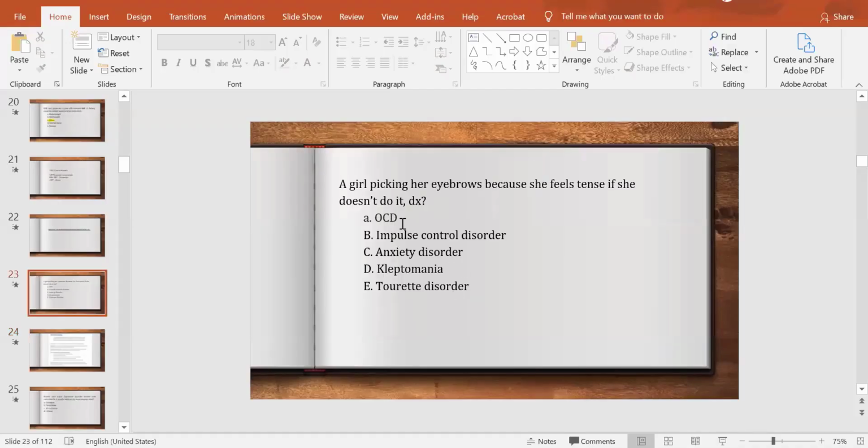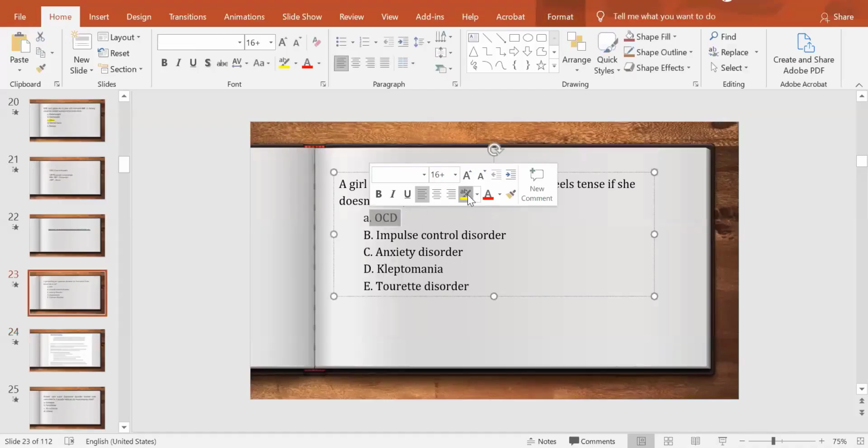That's right. Okay, so we'll keep it under OCD rather than impulse control disorder, because DSM-5 is the new guideline. In DSM-4, it was under impulse control disorder. So according to DSM-5, it's a good idea to keep it under OCD rather than kleptomania, anxiety disorder, or impulse control disorder. Okay, keep it as OCD. That should be the better option.